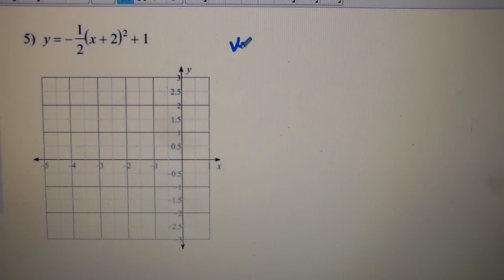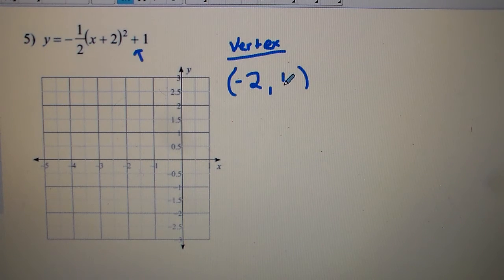So we still do our same setup, but find our vertex. So we know inside the parentheses that's a plus 2, so the opposite is negative 2. The height is positive 1, so we put a positive 1 there. So we got negative 2, positive 1. We plot that vertex in blue. Now the two numbers to the right of negative 2 are negative 1 and 0.